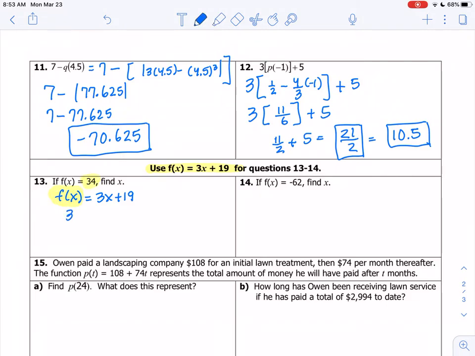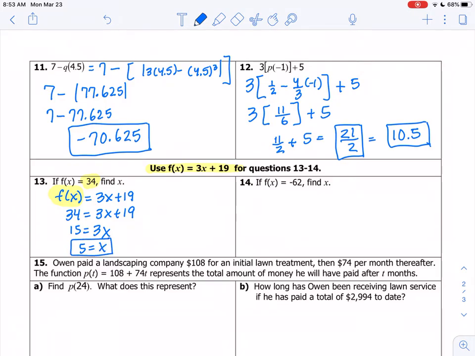Okay, so that gives me 34 is equal to 3x plus 19. So notice how this one's different than the others. So now I solve for x, so I'm going to subtract 19 on both sides. That would give me 15 over here. And then I'm going to divide by 3, so I see x is 5.